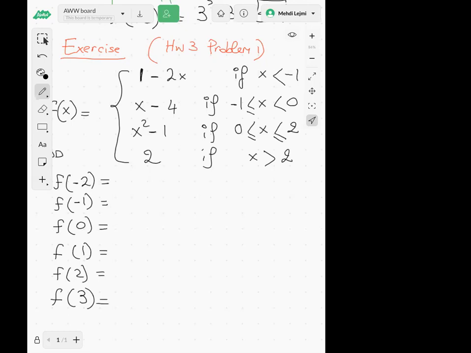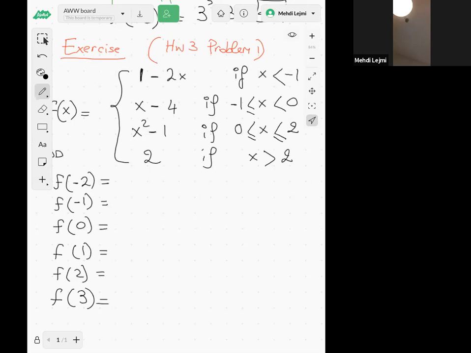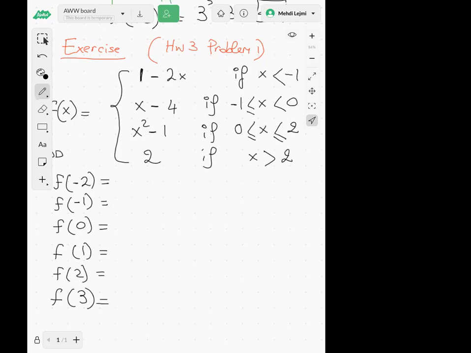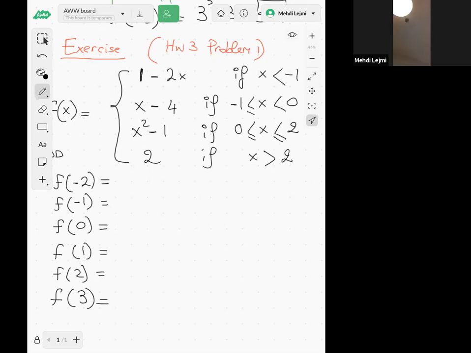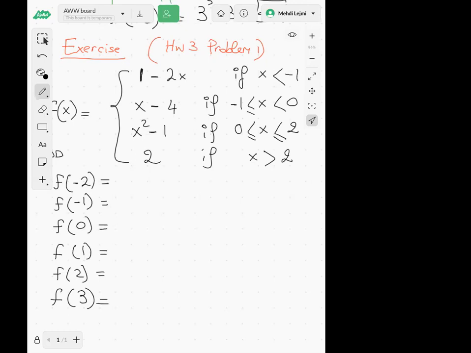On the bottom, what do you mean by just 2? Well, the output is always 2. It doesn't matter what your x is, the output is always 2.